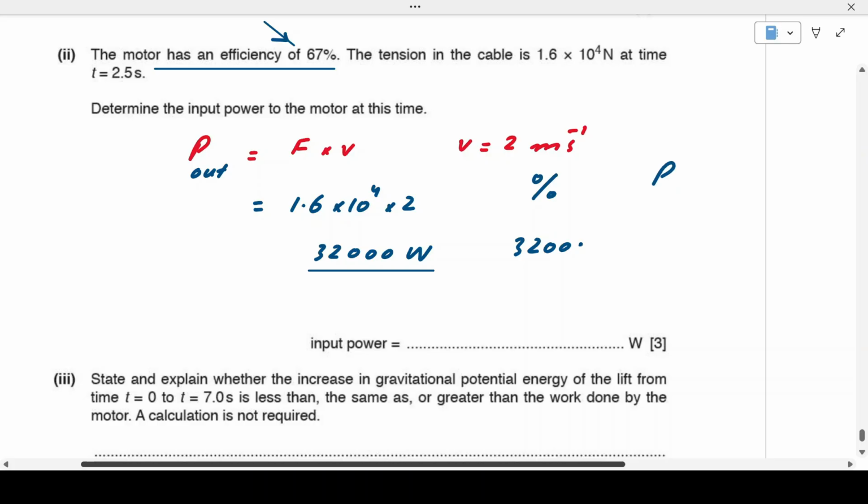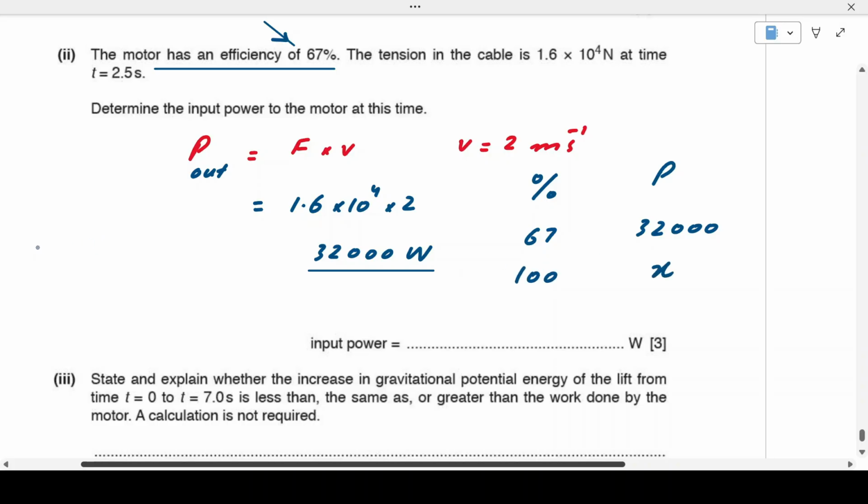I'm writing percentage here and power here. Because the motor has efficiency of 67, 67% of the original power is 32,000 watts. 67% is 32,000. What would be the original? The total would be X.